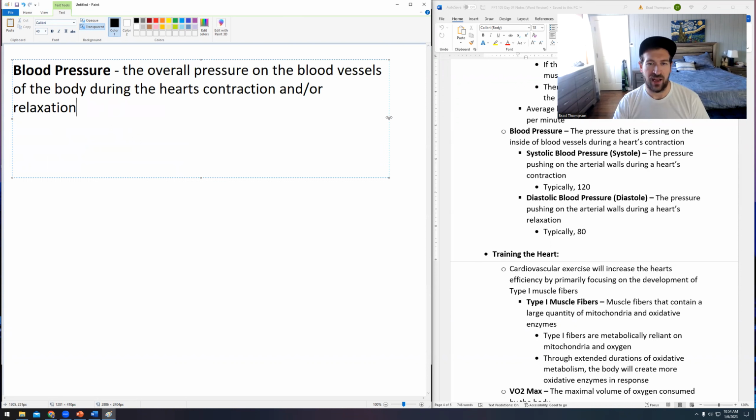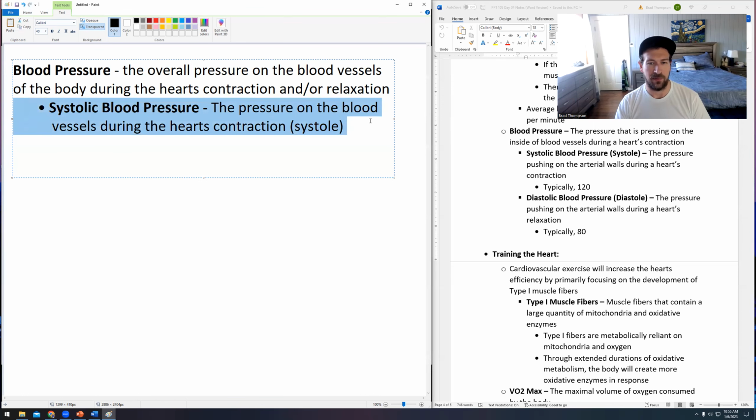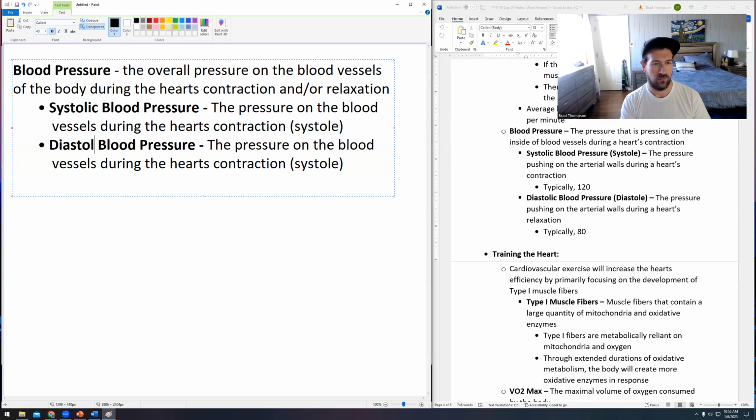You are going to have the systole or systolic blood pressure, which is the pressure on the blood vessels during the heart's contraction, which is during, we actually call that systole. And we have your diastolic blood pressure, which is the pressure on the blood vessel during the heart's relaxation, which is your diastole.